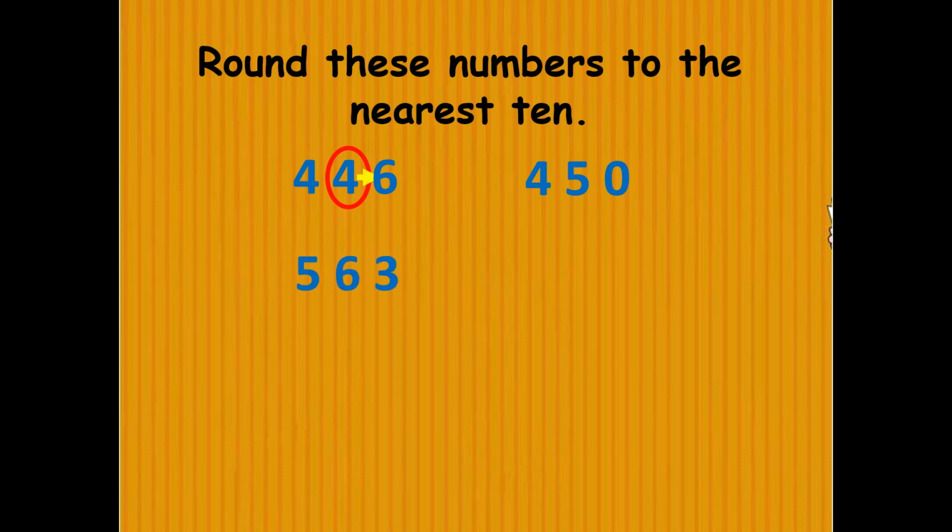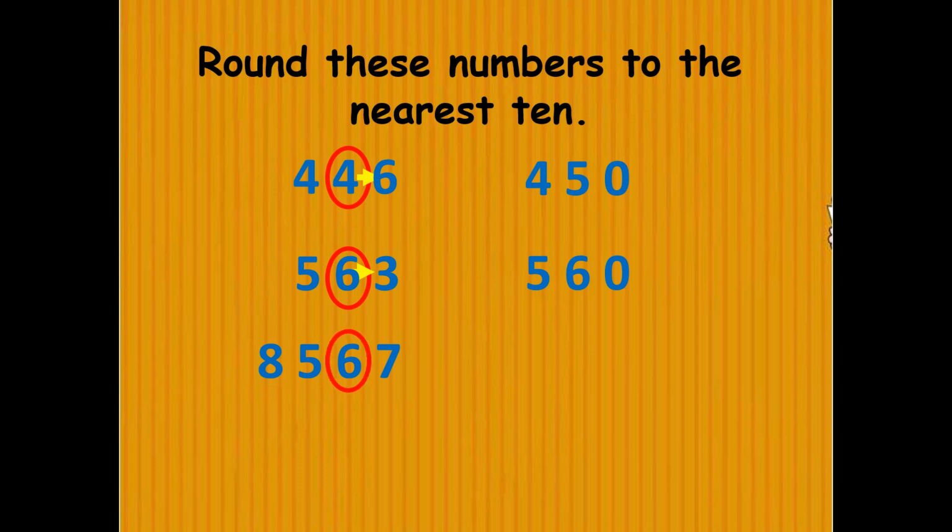Next example. 563. We circle digit 6. The next digit is 3. 3 belongs to round up or round down? Round down. So you will choose between 560 or 570. The answer is 560.